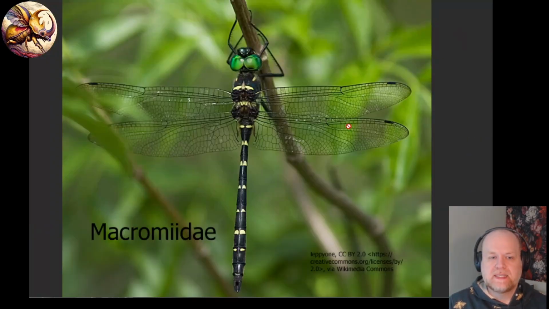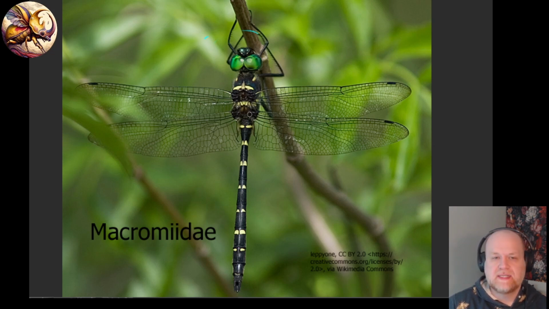The next tiny group are the macromiids. These are called the cruisers, again with the very, very green eyes, but that's not diagnostic of the family. But they are historically considered part of the Corduliidae, which were that green-eyed family. And you can kind of see why. It kind of looks very similar to a corduliid. I'm sorry, I can't talk today.